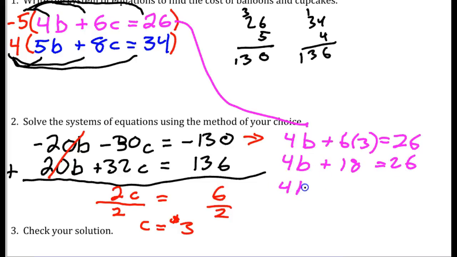So that means the cost of the 4 balloons, you subtract 18 on both sides. 26 minus 18 is 8. So 4 balloons cost $8, then each balloon costs $2. 8 divided by 4 is 2.